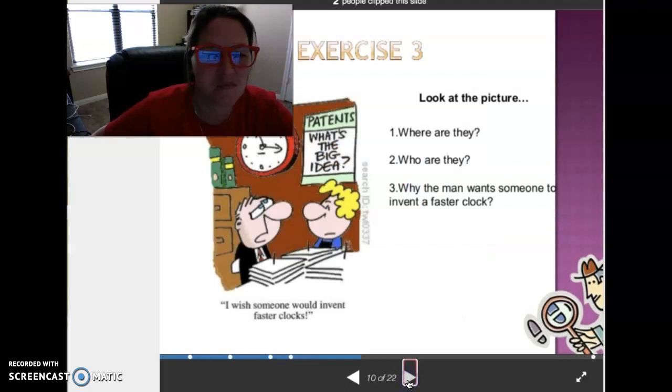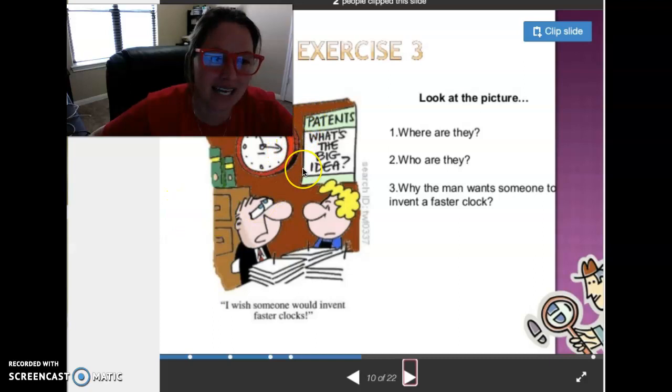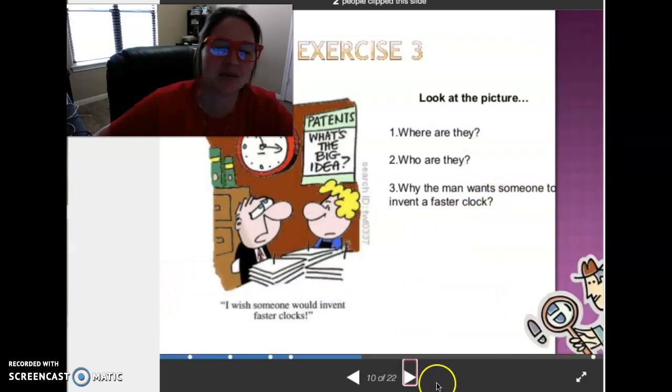Okay. What about this picture? So I see a clock on the wall. I see a sign on the wall that says patents. What's the big idea? I see these 2 guys. It looks like this one's glancing up at the clock. I see a stack of papers. And then down here, so it's a comic, I see it says, I wish someone would invent faster clocks. So look at the picture. Think about where they might be. Think about who they might be. And why they would want someone to invent a faster clock. Think about that. Take a couple seconds.